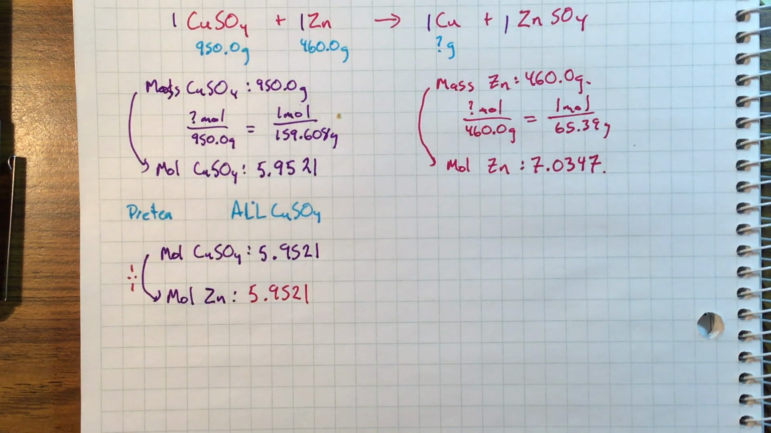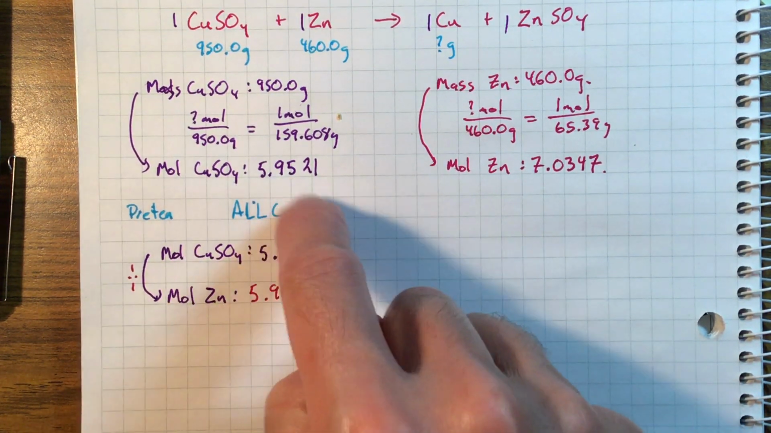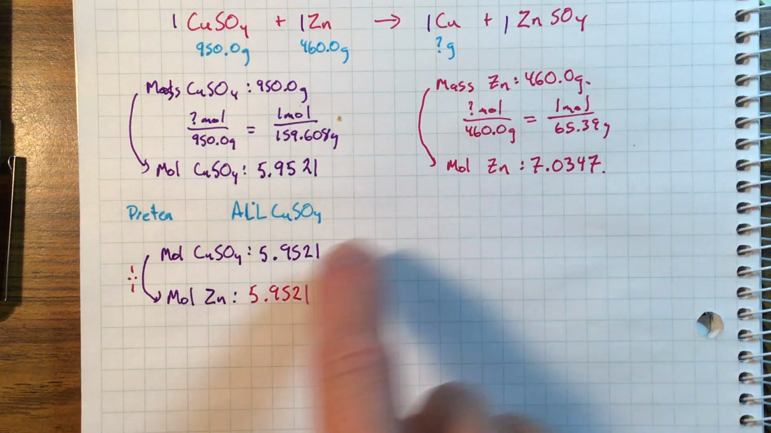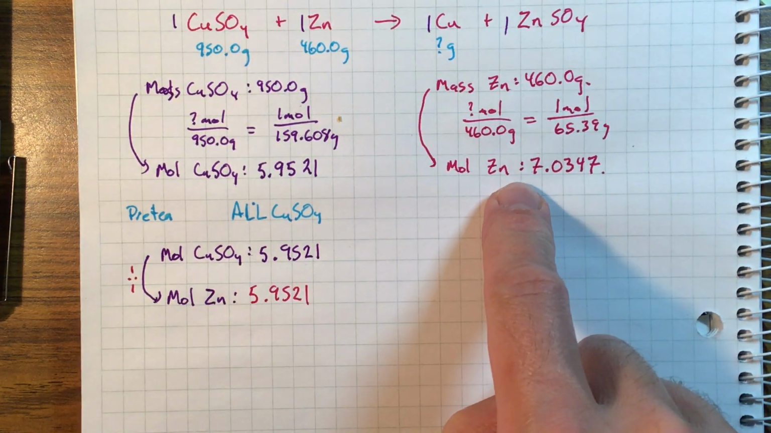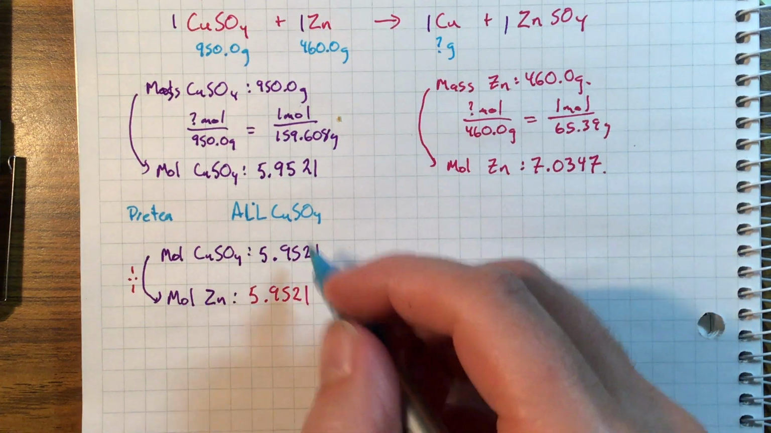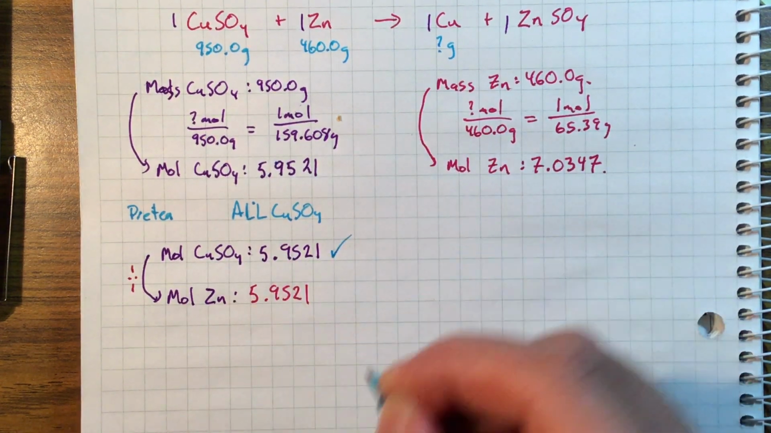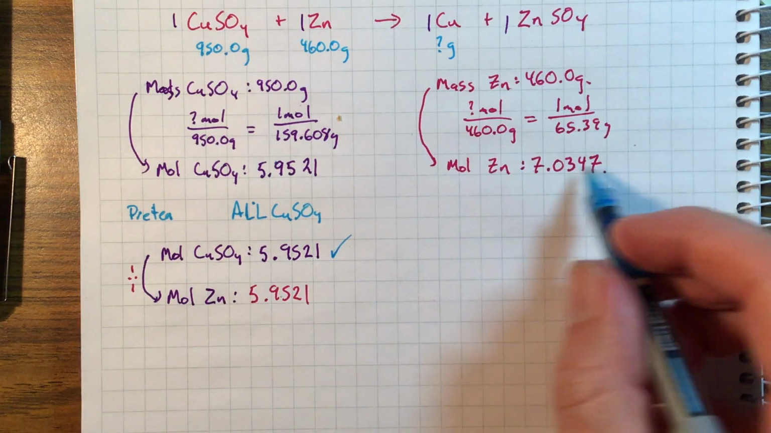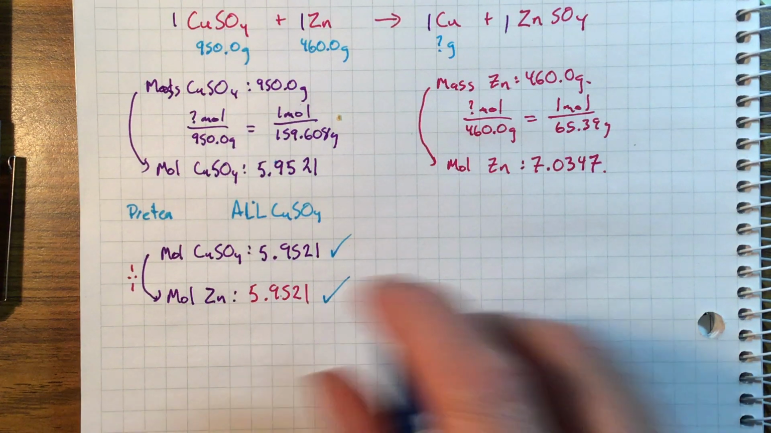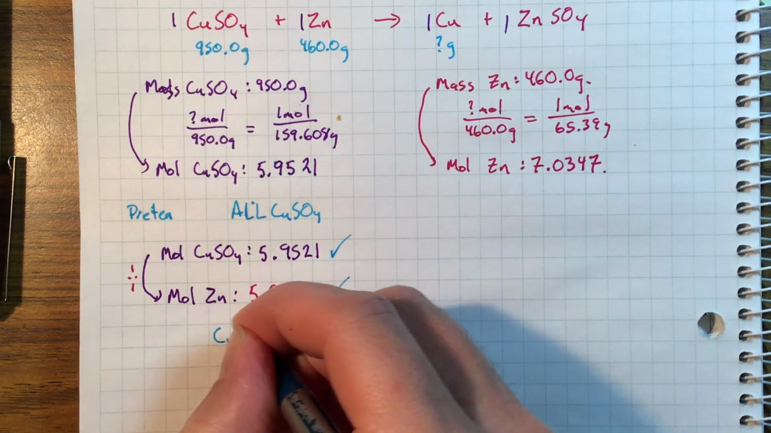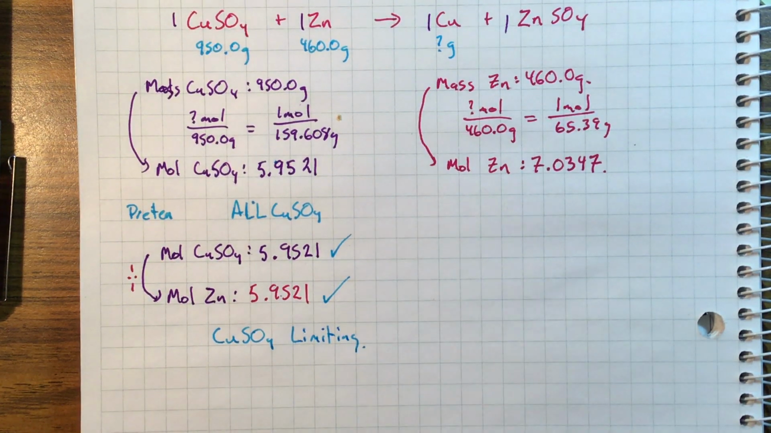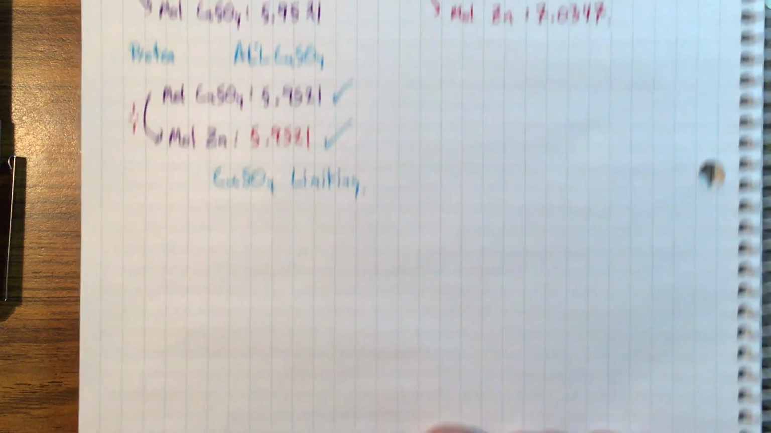Now we see if this guy can work. If this guy works, then CuSO4 is limiting, and this guy's in excess. If it doesn't work, then this guy is limiting, and this guy is in excess. So we check. Do we have this much CuSO4? Yes, we do. Do we have this much? Right, this is our real amount. So we've got more than this. This guy works. So CuSO4 is limiting. So we can continue on with our CuSO4 side.